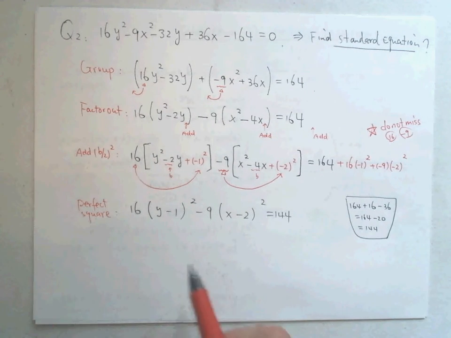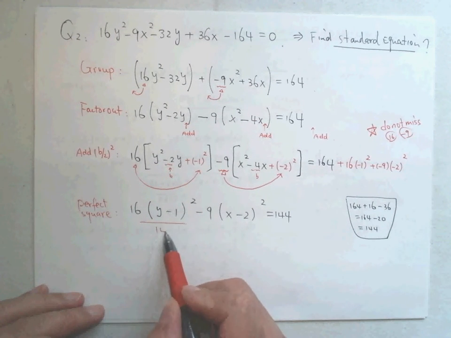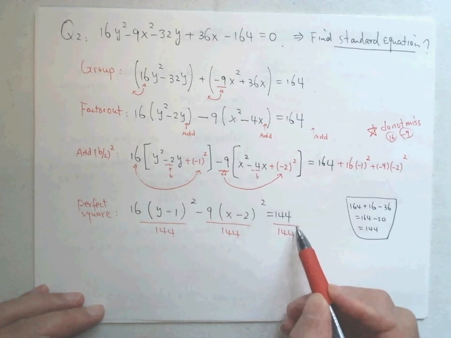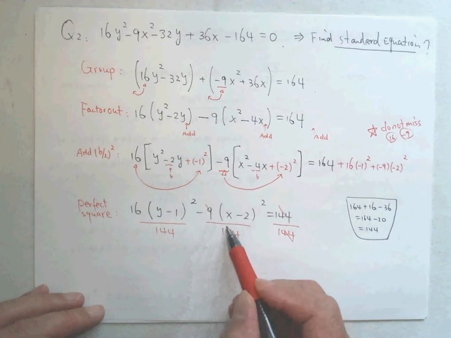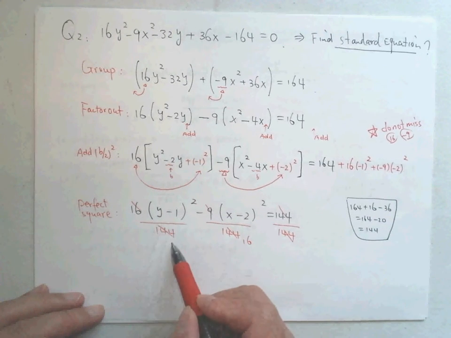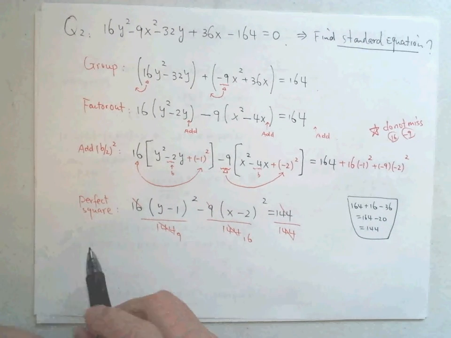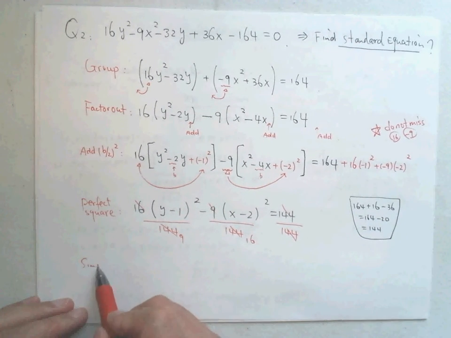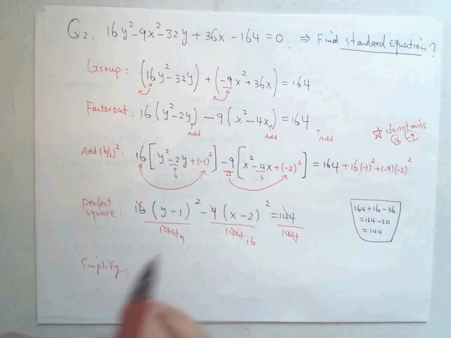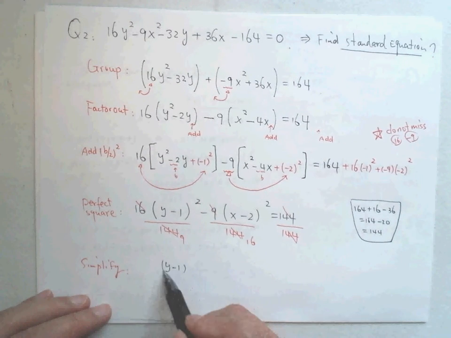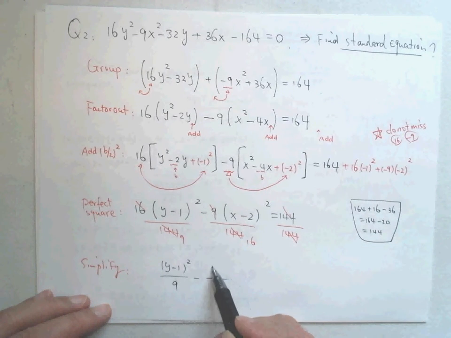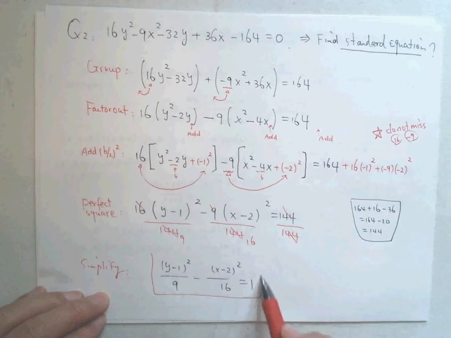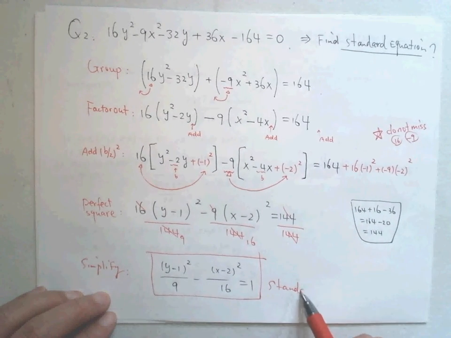And another step is easy. Everyone, you know this. Divide by 144, divide by 144, divide by 144. We cancel this, and we get 16. We cancel this, we get 9. Everyone, this is the final. So the final simplified equation is: y minus 1 squared over 9 minus x minus 2 squared over 16 equals 1. Everyone, look at this. This is the standard equation, right?